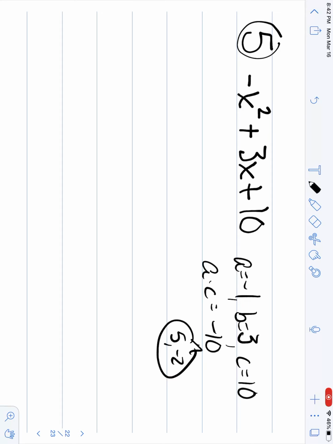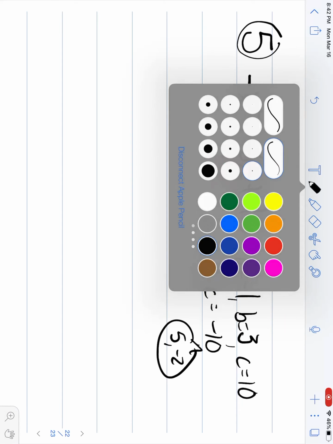So you're going to work it the same way. You're going to keep your signs aligned so that when you do your grouping step, your groups are still going to match. So don't let that negative sign in front of the x squared term throw you off. It works exactly the same way.